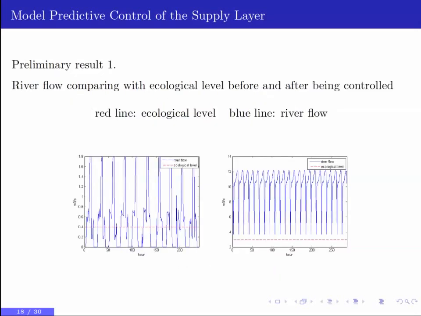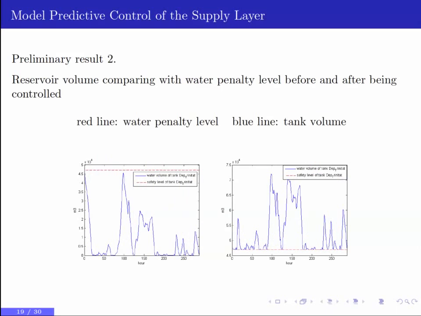After applying this MPC controller to the supply layer, we also have some preliminary results. Here are results about ecological conservation, where blue lines are river flows and red lines are ecological levels. This plot shows that after ecological controlling, river flows can meet the required minimal river levels for ecological reasons. Here are results for the safety penalty of the large reservoirs. It proves that after controlling, the water volume of a reservoir is always above its penalty level.